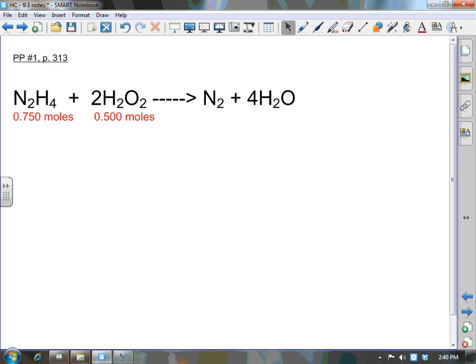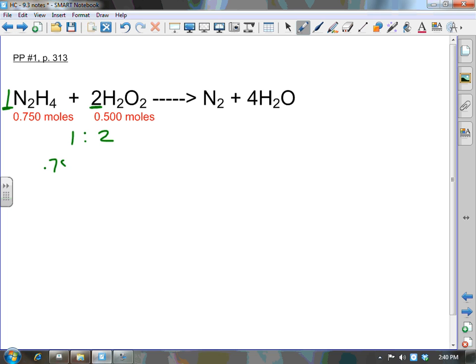Give you your reaction there. Which is the limiting reactant in this reaction when 0.750 moles of N2H4 is mixed with half a mole of peroxide? Well, the first thing we should recognize right away is to make sure the equation's balanced, and we see in this reaction there needs to be twice as much H2O2 as N2H4. They need to be in a 1:2 ratio.